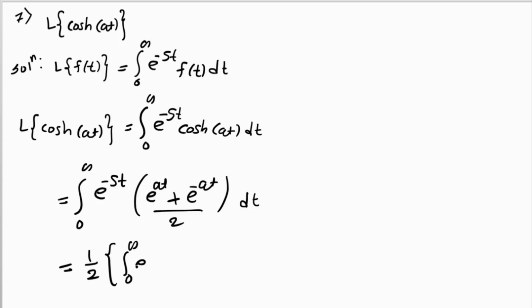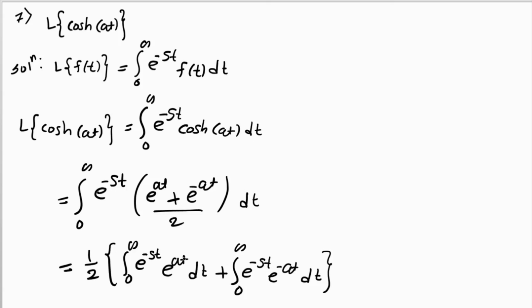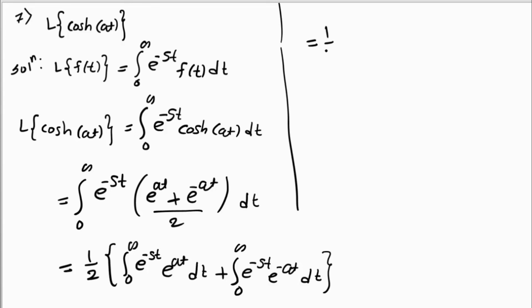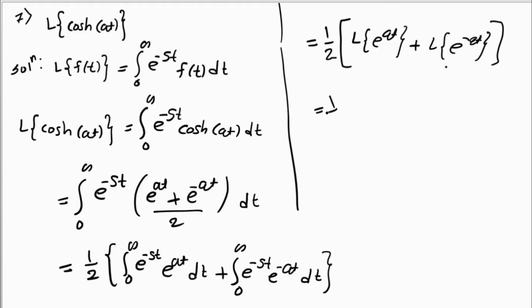So integral 0 to infinity e raised to the power minus st e raised to the power at dt plus integral 0 to infinity e raised to the power minus st e raised to the power minus at dt. So we have just used the definition of Laplace here. Now if we observe this term, it is a Laplace of e raised to the power at. So the first term is a Laplace of e raised to the power at and the second term is a Laplace of e raised to the power minus at. Using our standard formulas, we have already derived both of these.